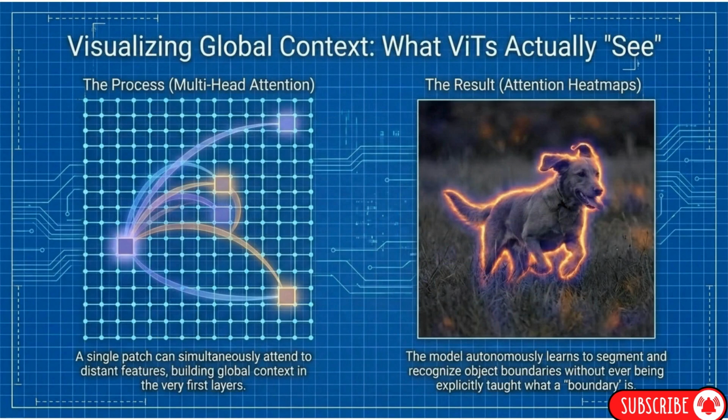One powerful advantage of ViT is global context. A CNN usually builds understanding gradually, from small local details to larger patterns. But a vision transformer can directly connect distant patches in the image using attention. For example, if an object has parts spread across the image, ViT can learn the relationship between those parts. This makes ViT useful for tasks where understanding the full image context is important, not just small local features.